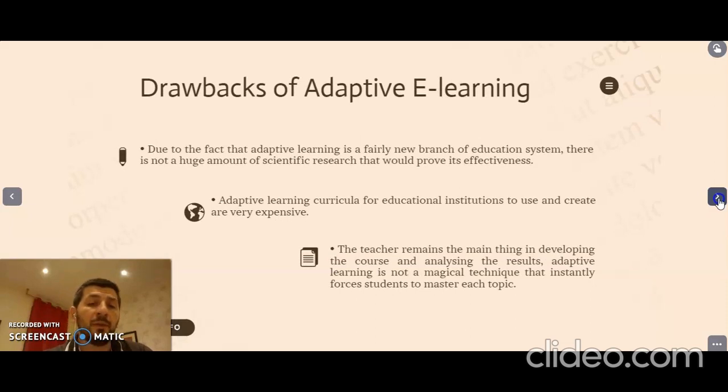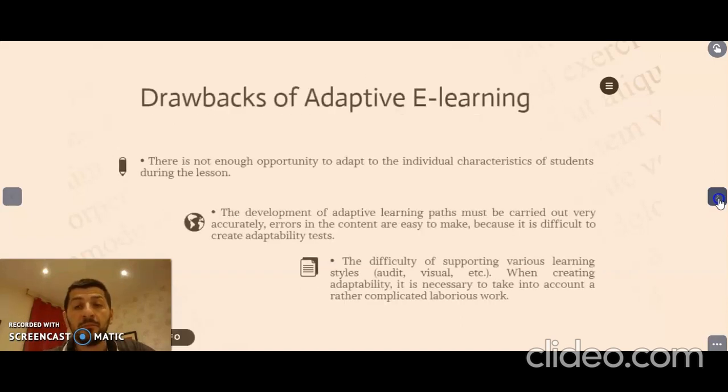Due to the fact that adaptive learning is a fairly new branch of the education system, there is not a huge amount of scientific research that confirms its effectiveness. Adaptive learning curricula are very expensive for educational institutions to use and create. The teacher remains the main figure in developing the course and analyzing the result. Adaptive learning is not a magical technique that instantly forces students to master each topic.